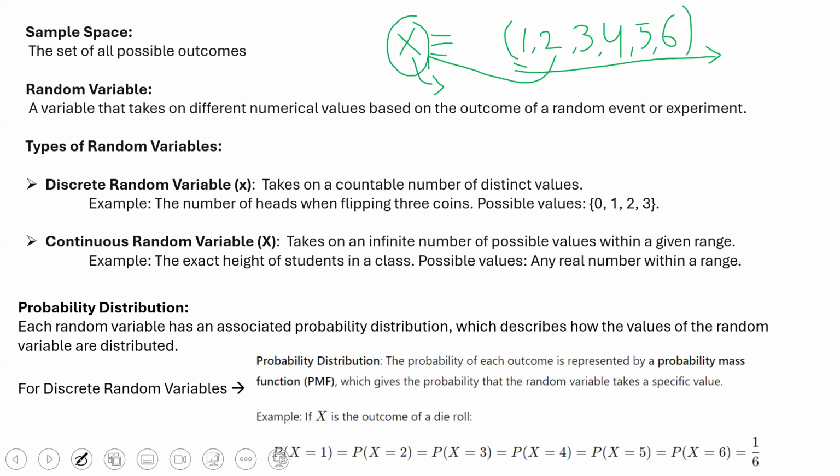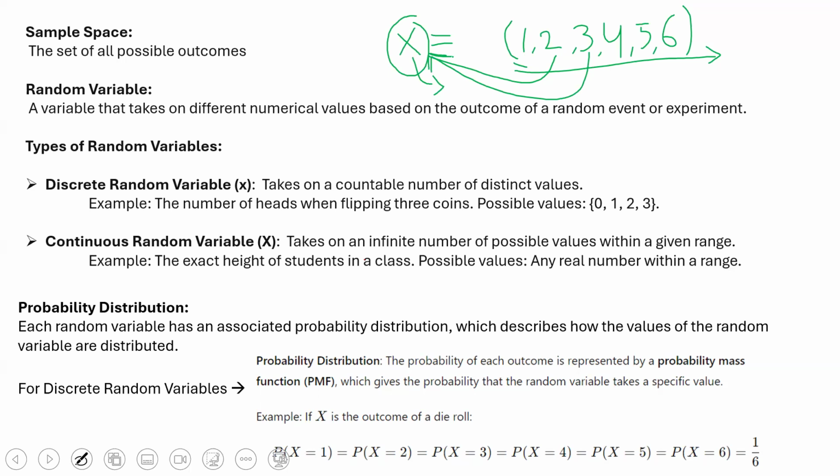When you're rolling the dice for the second time, if you're getting the outcome as 3, the random variable will take that outcome. So random variable is nothing but a variable that takes the outcome of an experiment and stores within it. That is what random variable basically means.